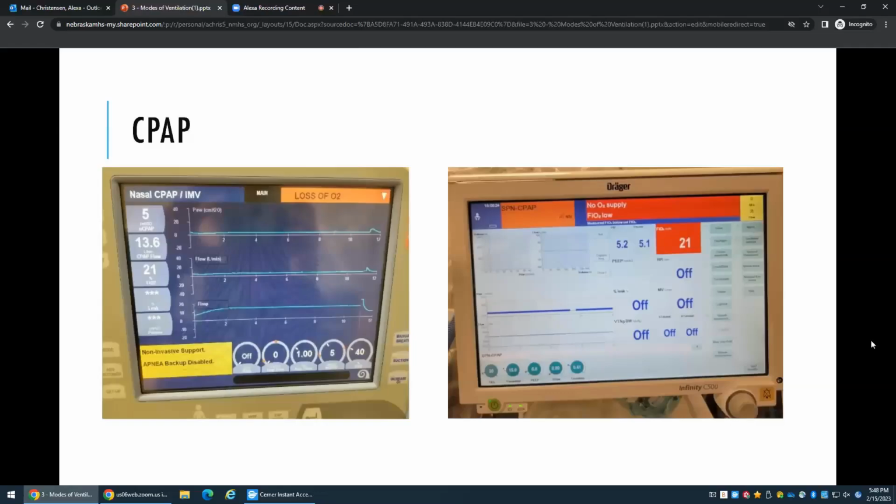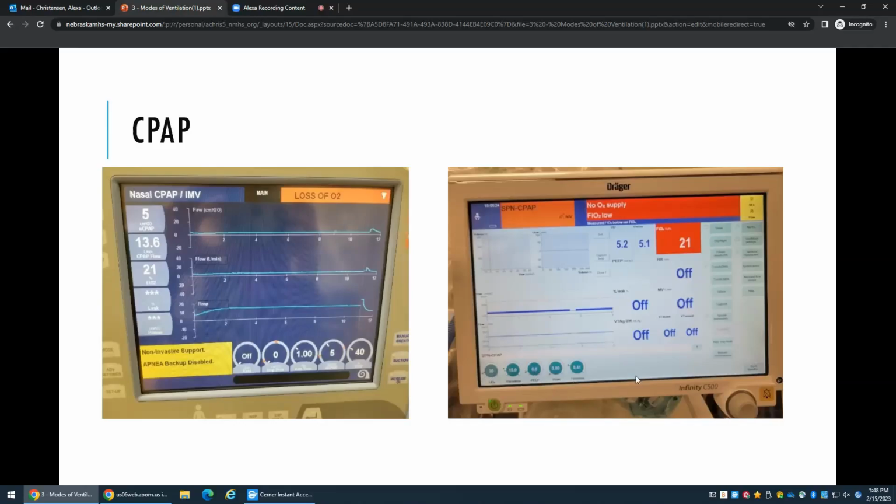Here's what your vents will look like in CPAP. This one does still say, because it's the same mode, we just have the rate turned off. This one is a little bit different, but these babies, CPAP of 5, 40%. CPAP of 5, 30%.